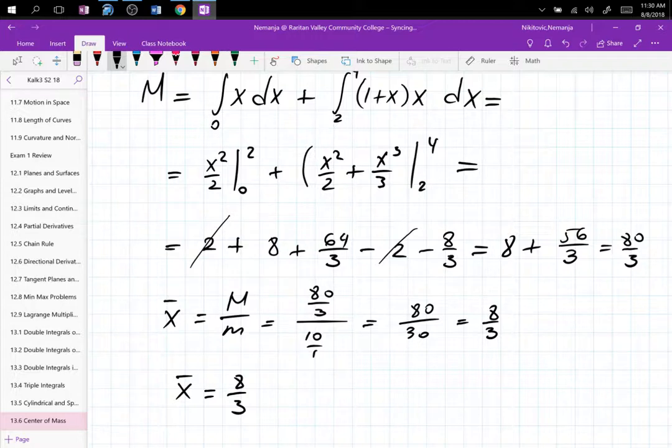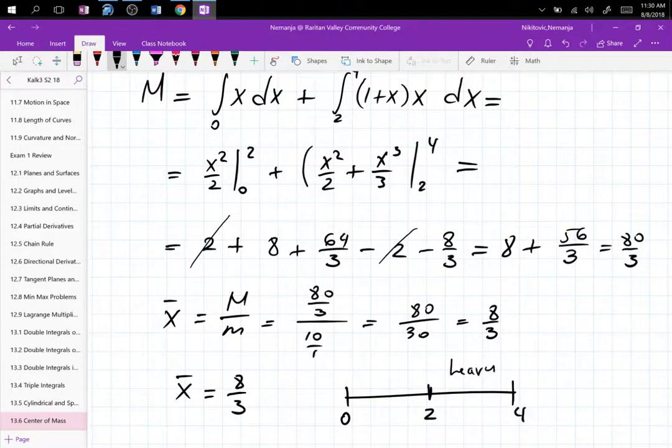Let's do the sanity check. I have a bar that goes from 0 to 4. This is the heavy side because it's more dense. Density over here is 1. Density over here is 1 plus x. So the heavier side is 2 to 4.